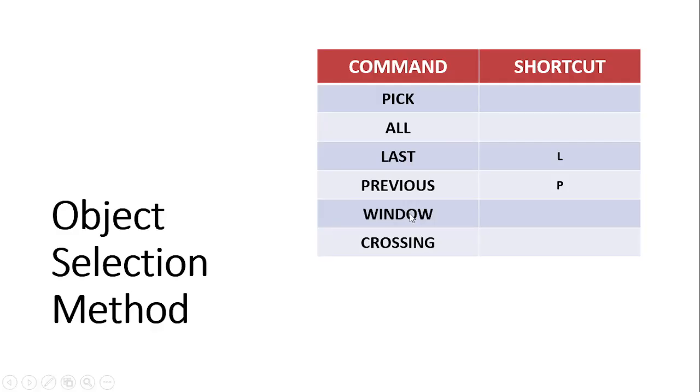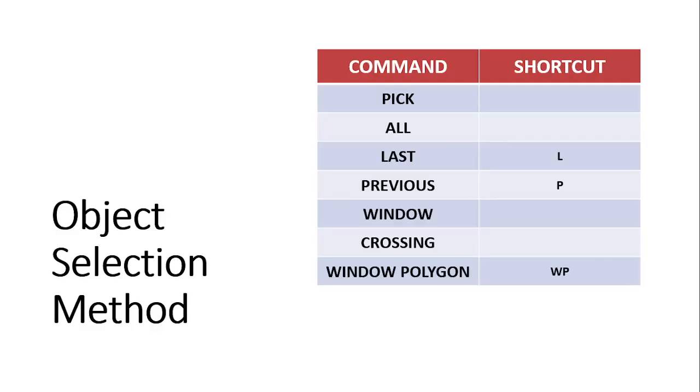Window, all of the objects must be inside the shaded area. Crossing, even though not all of the objects are inside the shaded area, once they touch or cross that shaded area, they would be selected.